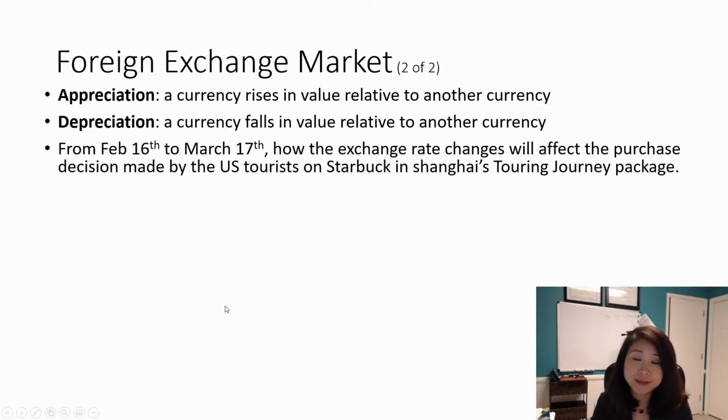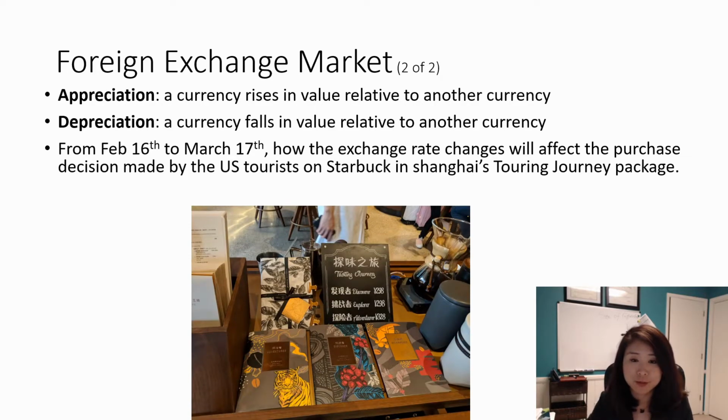So from February 16th to March 17th, how will the exchange rate change affect the purchasing decision made by US tourists on the Starbucks in Shanghai touring journey package? Which means you are going to travel to China and visit this Starbucks, which offers this special service product. You'll never see it in America, but you will be able to experience it if you get a chance to visit Shanghai, the largest Starbucks.